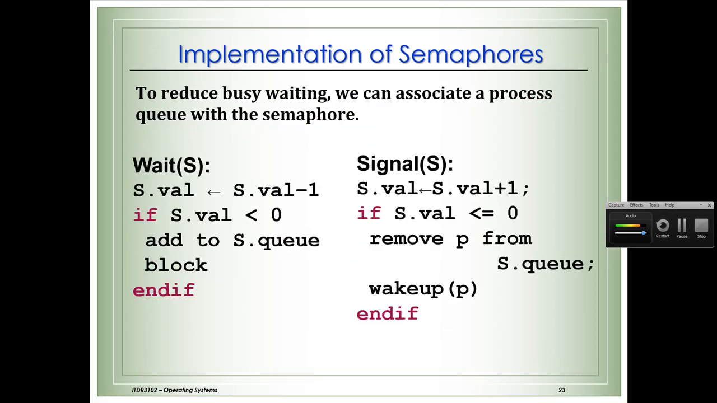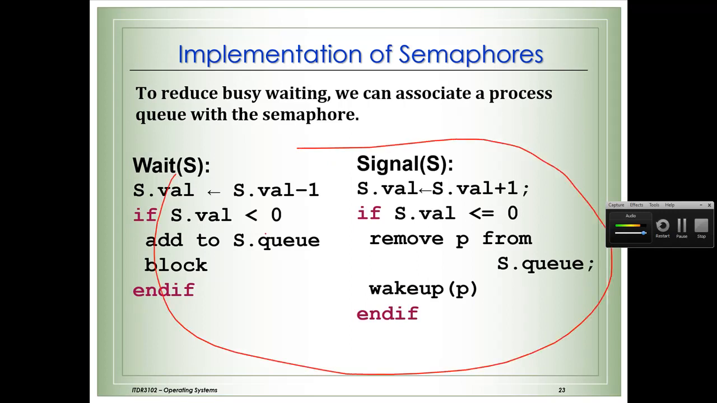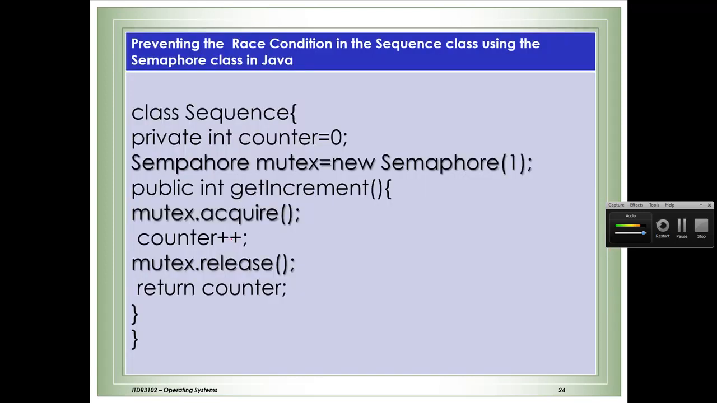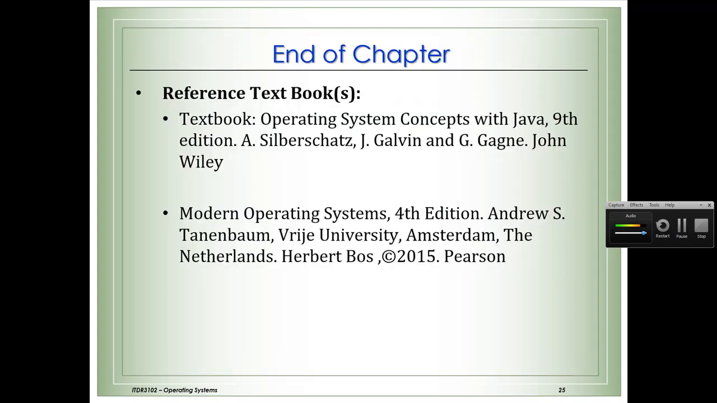This part also you can ignore. This is an advanced topic. We will cover this in concurrent programming, so I will remove this. So you are seeing mutual exclusion using semaphore here.